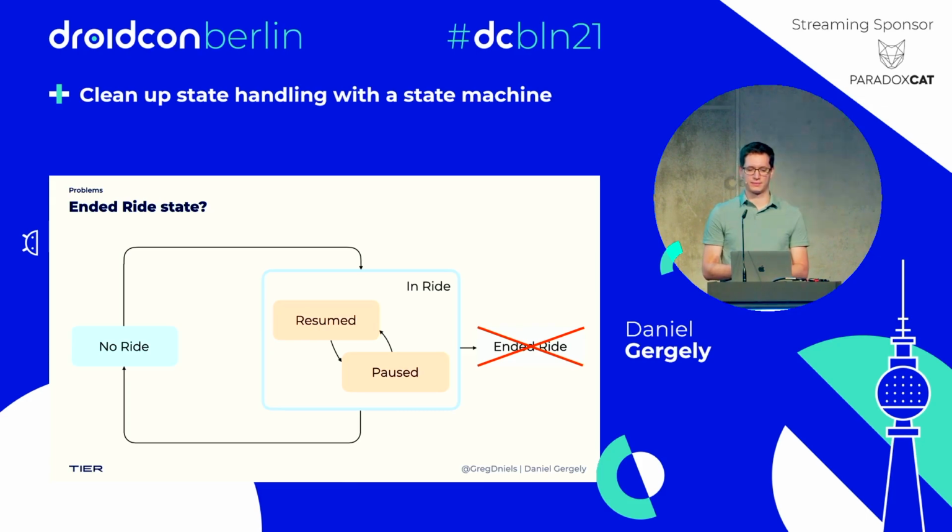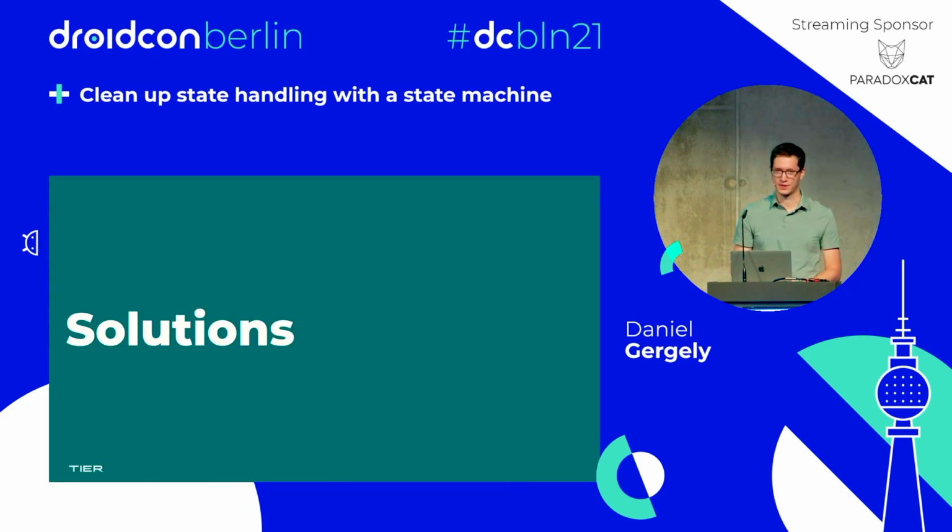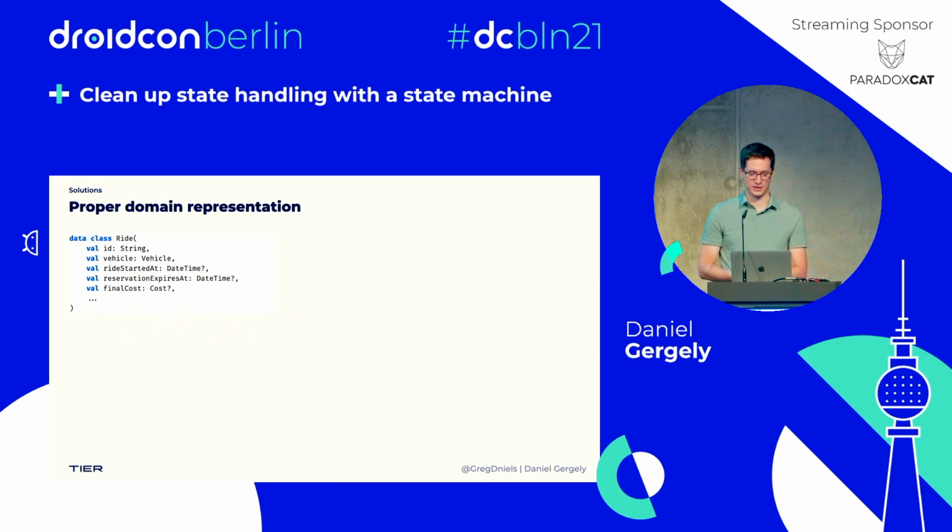But now, as we had a clear picture of what the issues were, it was time to gather around the whiteboard and start to design some solutions. So the first problem that we tackled is to finally have a proper domain representation for ride states. As a first step, we had to define some clean boundaries, and we stuck to the definition that we should be representing the behavior of the app. So we removed any fields that were related to this ended ride state.